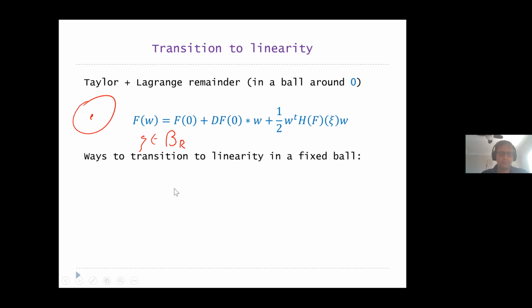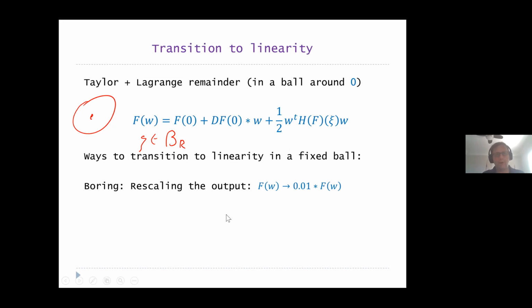So what does it mean that the thing is linear? That means that this has to be small, essentially, right? How do you control this? The Hessian term controls the deviation from linearity. And now you can think about several ways this can happen when you make the network bigger.